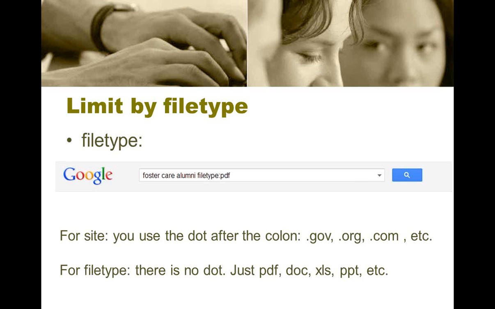Just keep in mind that if you're doing site: you need .gov, .org, .com, .edu, whatever. For filetype: there's no dot. PDF, doc, XLS, PPT, whatever your extension is for your file type that you want. I don't know why they do it that way, but that's the way they do it.